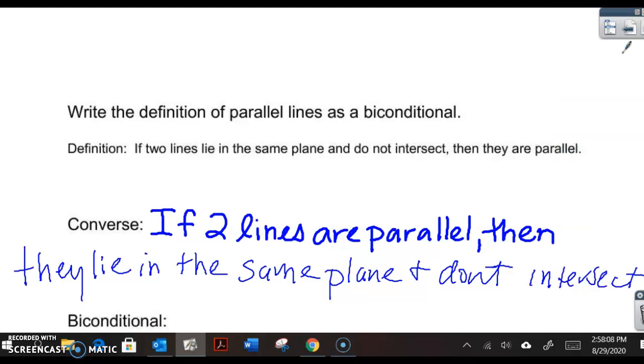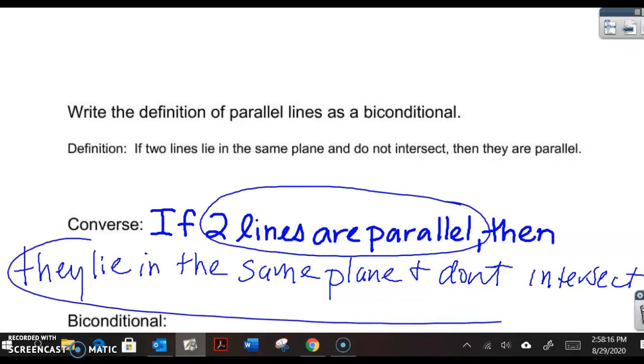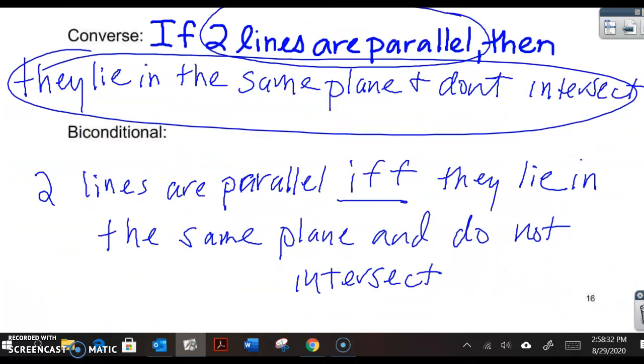It doesn't matter if you write the hypothesis or the conclusion first. There's one of them, and then there's the other one. Whichever one you want, and then if and only if, and then the other one. But no if and no then. Try it, press pause, and we'll come back. So two lines are parallel if and only if they lie in the same plane and do not intersect.